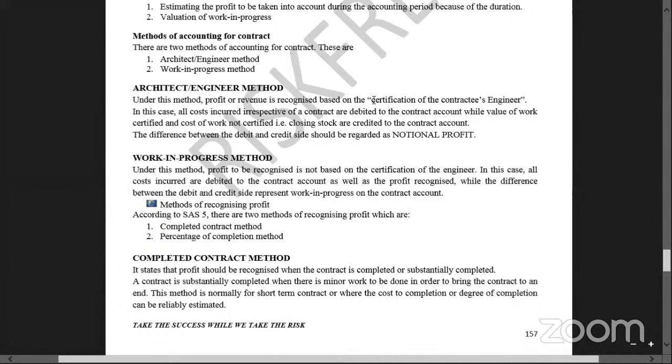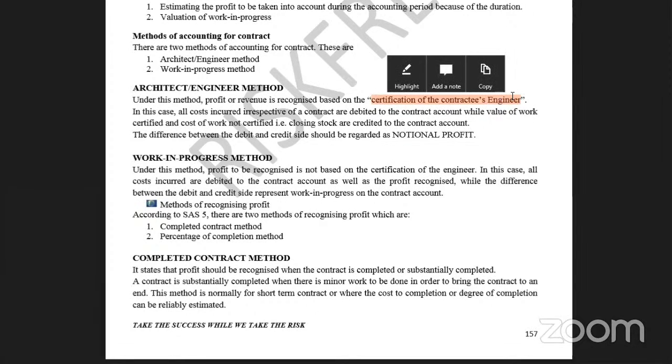I want us to look at this. I'll be mentioning some terms as we move on. When you talk about the contractee, that's the person that gave the job out, while the contractor is the person that is doing the job. For example, if the federal government needs to construct the Lagos-Ibadan Expressway that we're having now, the federal government of Nigeria is the contractee, while Julius Berger is the contractor.